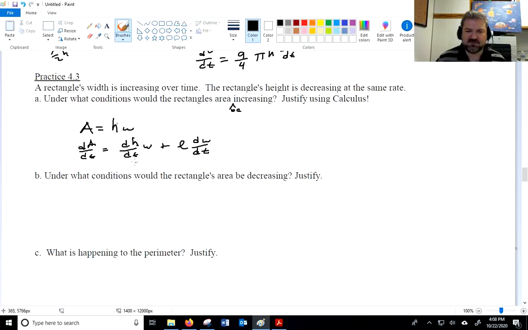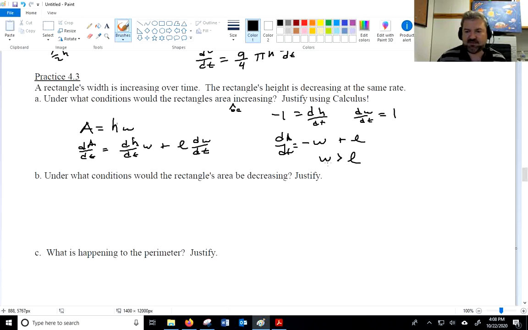Well, I don't know. I tell you what, let's just say that it's -1. Okay, I'm going to say that dh/dt is -1 and that dw/dt would then be +1. Well, then if that was the case, I'd have -w plus length. So in what situations would the change in area be negative? Well, that would be if w was greater than the length.